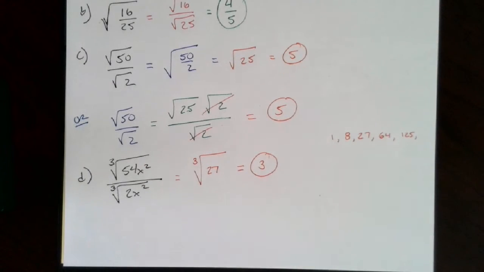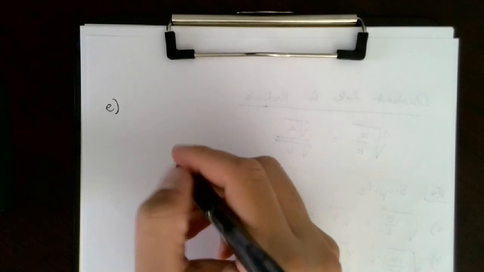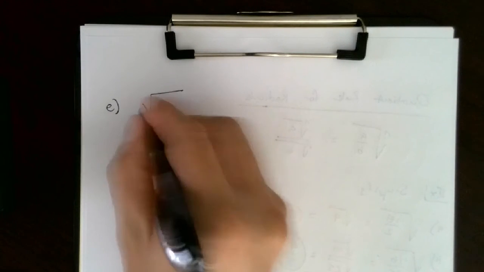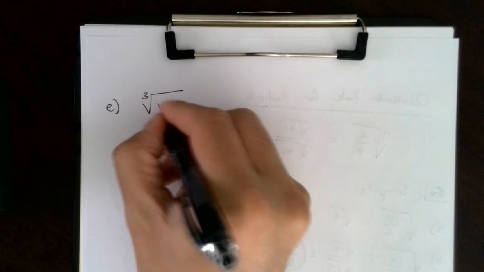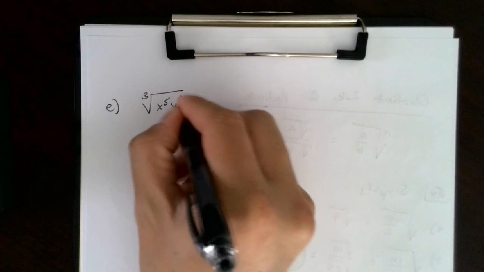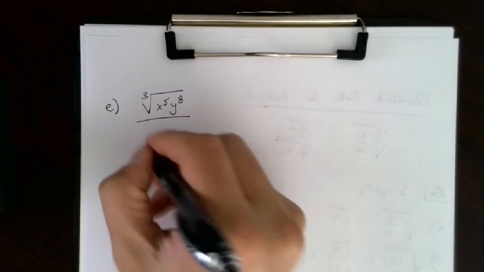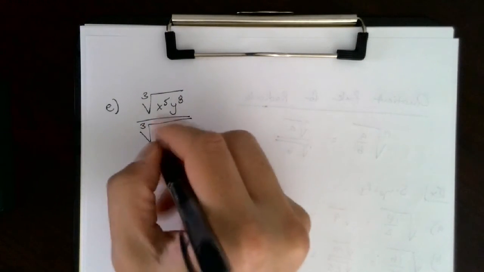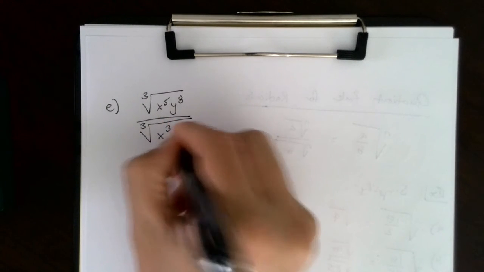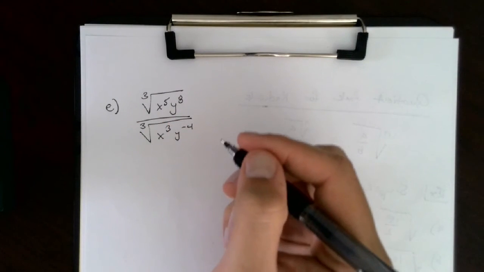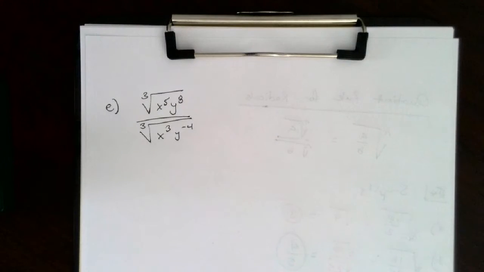Let's take a look at just a couple more. We'll call this one E. If I had the cube root of x to the 5th, y to the 8th, over the cube root of x to the 3rd, y to the negative 4. And you might want to try this on your own, so you might want to pause the video, try it out, and then come back.